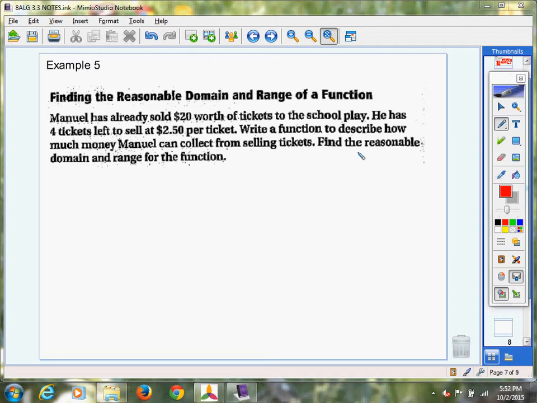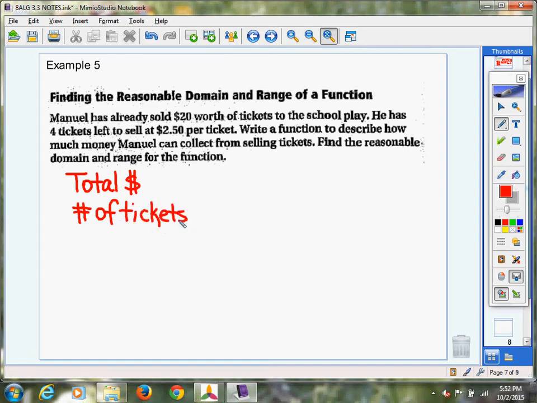Okay, so let's take a look. Let's create this situation. We're comparing total money that's being raised and number of tickets. Now, I don't know how many tickets he's sold so far or is going to sell. I could probably guess, but I don't really know. Number of tickets is what our total amount of money depends on. So we're going to call that x, and we'll call the total cost y.